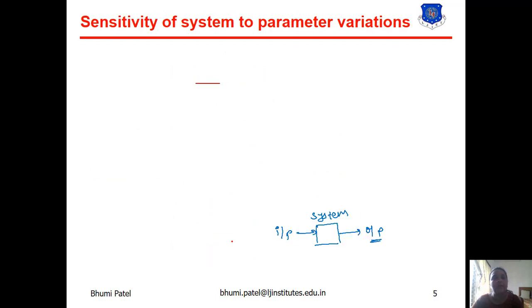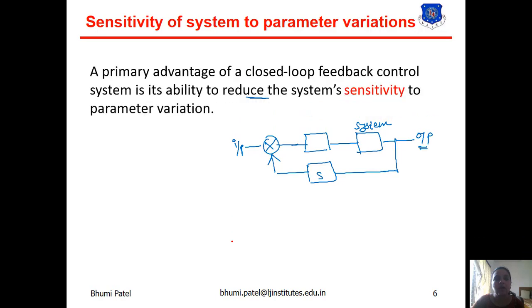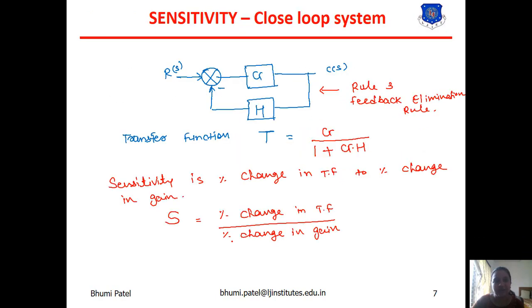Now sensitivity of the system to parameter variation, it is a time varying system. So in the open loop system we can get an inaccurate output. To overcome these disadvantages we can use a closed loop control system. So here in this diagram we have studied in the last session, we take a closed loop control system where G is the gain of the system, H is the feedback element of the system, R is the input of the system, and C is the output of the system.